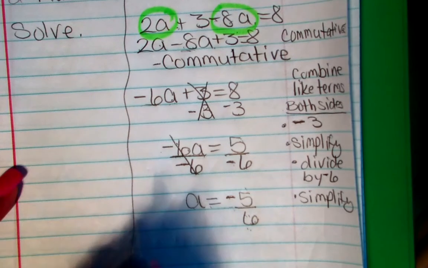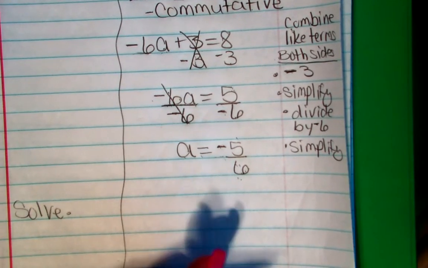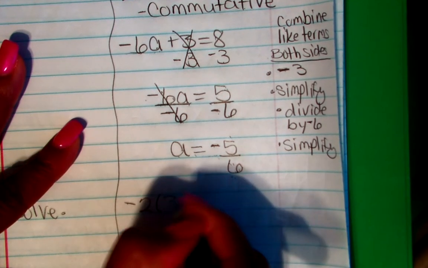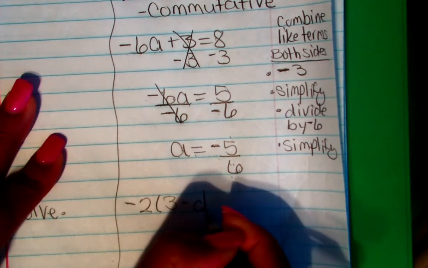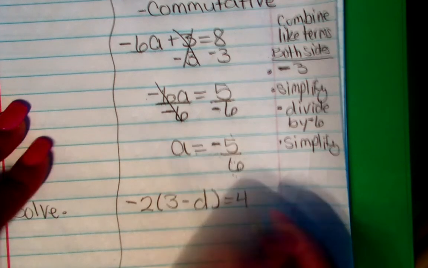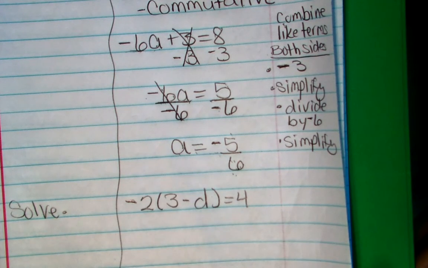Let's solve another one. Solve the multi-step equation. Here we go. Let's do it with grouping symbols. Negative 2 times (3 minus d) equals 4. Some of you may say this is not really multi-step. That's a 2-step equation. I can agree with you. I can agree if you say it's multi-step, and I can agree if you say it's 2-step. Since we're practicing multi-step, I'm going to focus on multi-step.